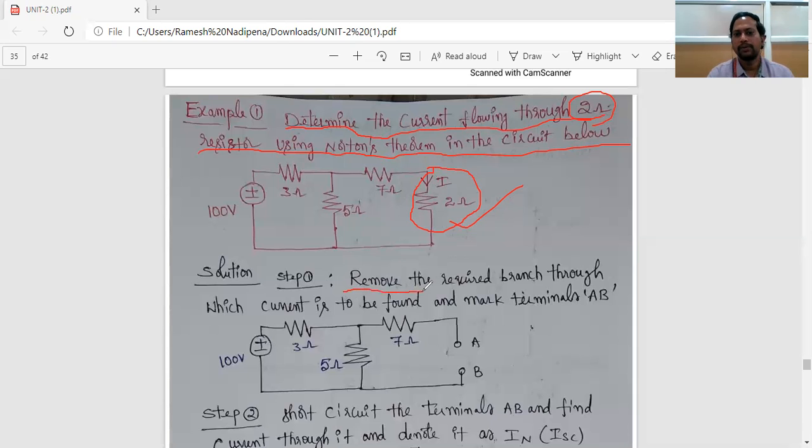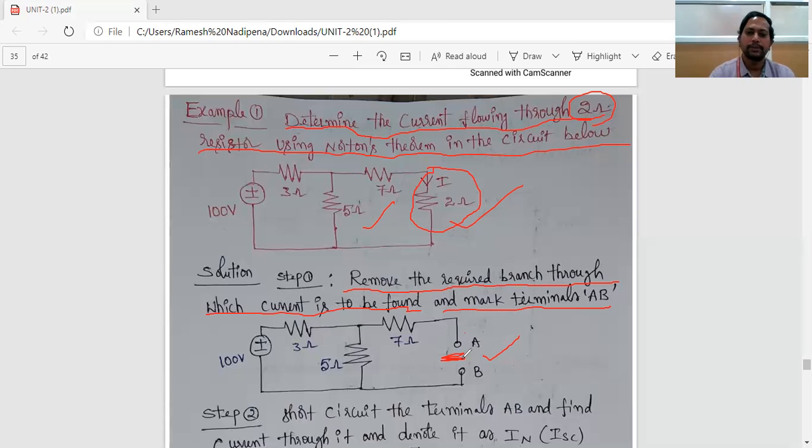Remove the required branch through which current is to be found and mark the terminals AB. So this is the given network, right? Now remove the 2 ohm resistor from the given network and mark the terminals AB like this. Here the 2 ohm resistor is removed. So this is step number 1.